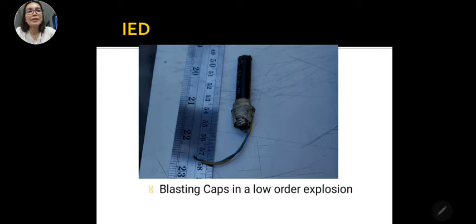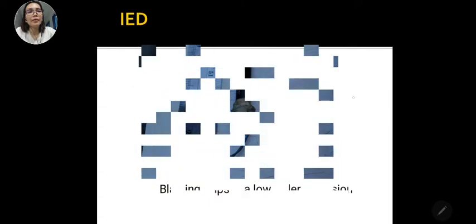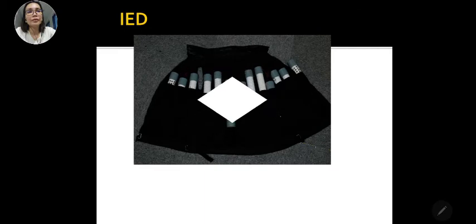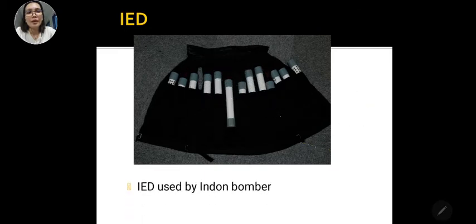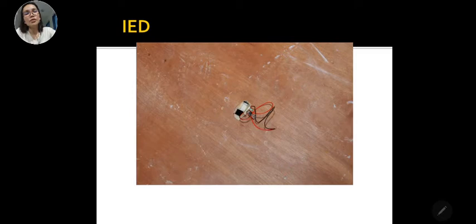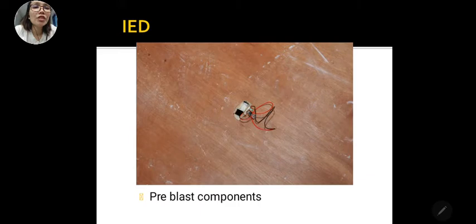So a blasting cap is in a low order explosion. So that is an example also. Used by an Indon bomber. So there are 13 pipe bombs in the vest. So that is an example of a setup of an IED. Those are the pre-blast components.